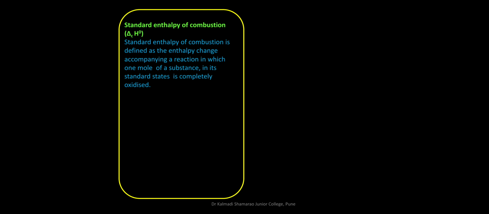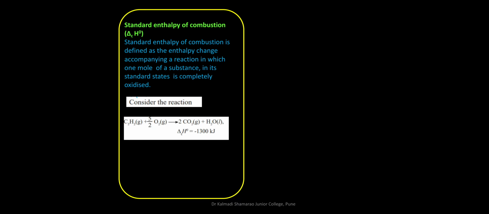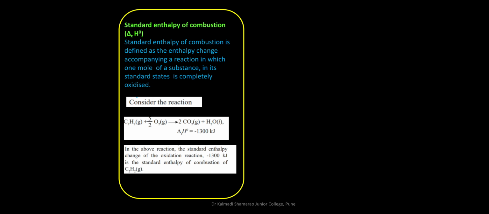Let us now see standard enthalpies. Firstly, we have the standard enthalpy of combustion, which is denoted by delta Hc naught. Whenever the word standard comes, we denote it by the symbol H naught. The standard enthalpy of combustion is defined as the enthalpy change accompanying a reaction in which 1 mole of a substance in its standard state is completely oxidized. Consider the oxidation of ethene, when it is oxidized to CO2 and H2O. In this reaction, the standard enthalpy change of the oxidation reaction, minus 13 kJ, is the standard enthalpy of combustion of ethene.